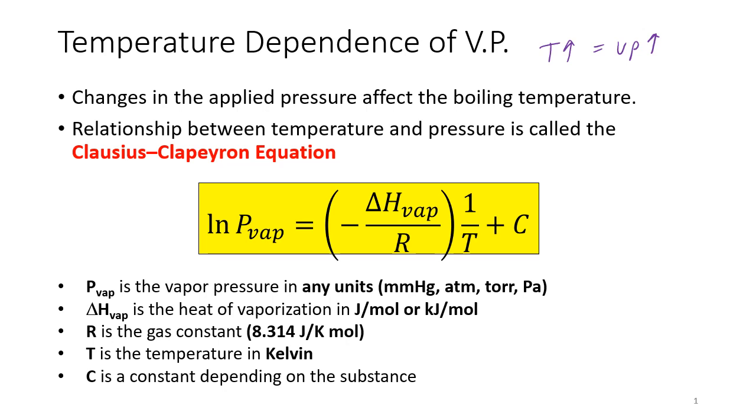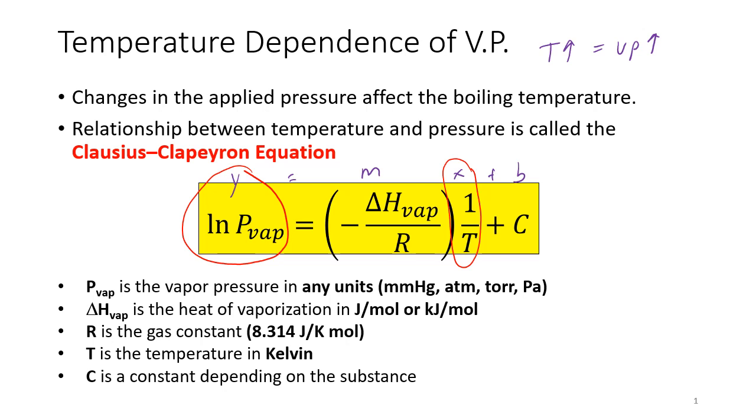It says that the natural log of the vapor pressure is equal to negative enthalpy of vaporization divided by the gas constant R times 1 over temperature plus C, which is just some constant. This is written in the form of y equals mx plus b, where y is our ln of vapor pressure, x is our 1 over temperature, and the slope m is negative delta H over R.